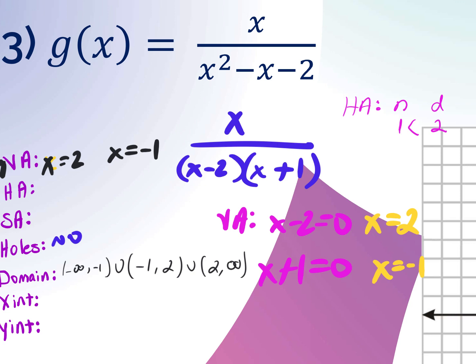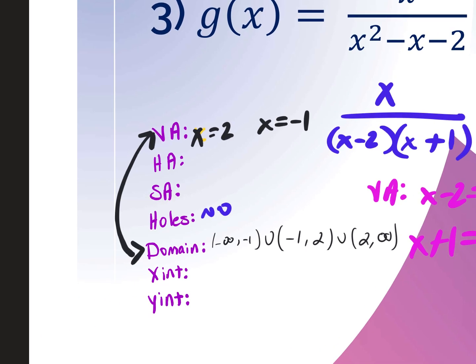So when your numerator degree is less than the denominator, what's your horizontal asymptote? Y equals 0. Awesome. Since we just discovered that we have a horizontal asymptote, what do we know we don't have? We don't have a slant. Good.